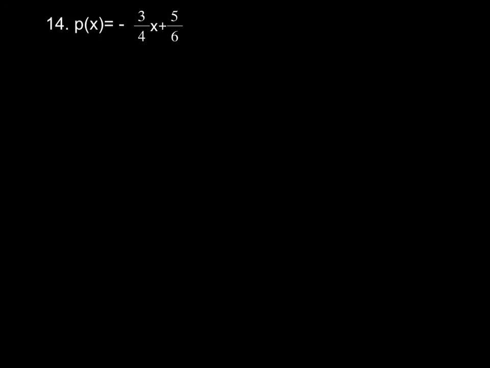For number 14, what they want you to find is the inverse. And remember, inverse just means to switch the x and the y. So let's start with the fact that p of x right here is just a fancy way of saying y. So if I want to find the inverse, what I'm going to do is switch my x and my y values. So this says y equals, so I'm going to write it as x equals negative 3/4, and instead of writing x, I'm going to write y plus 5/6.